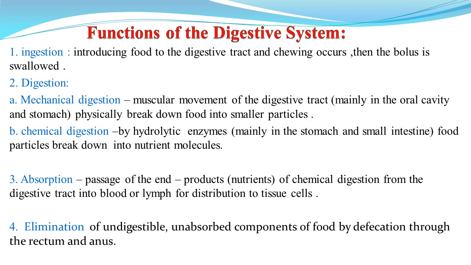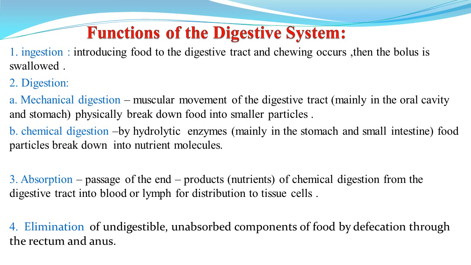What are the functions of the digestive system? It will start with the ingestion, then digestion. The ingestion means introducing food into the digestive tract, and chewing occurs. Then the bolus is swallowed. And the digestion has two main parts, the mechanical digestion and chemical digestion.